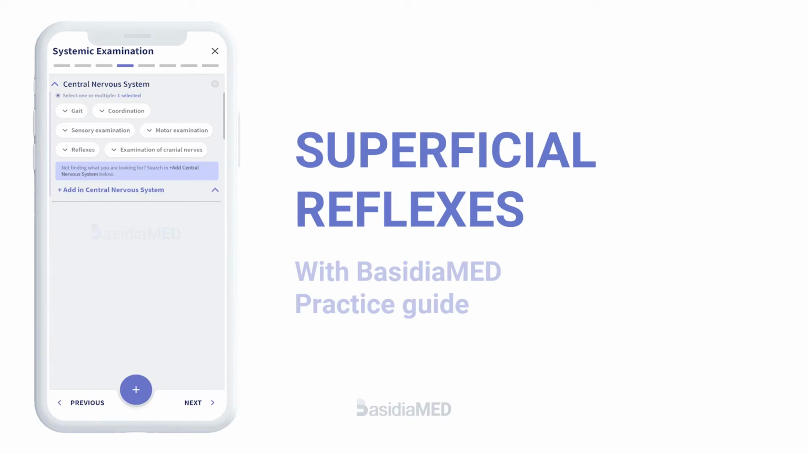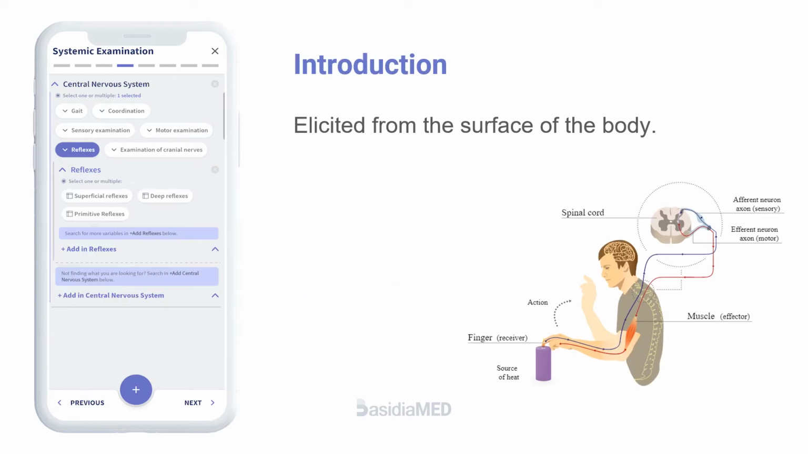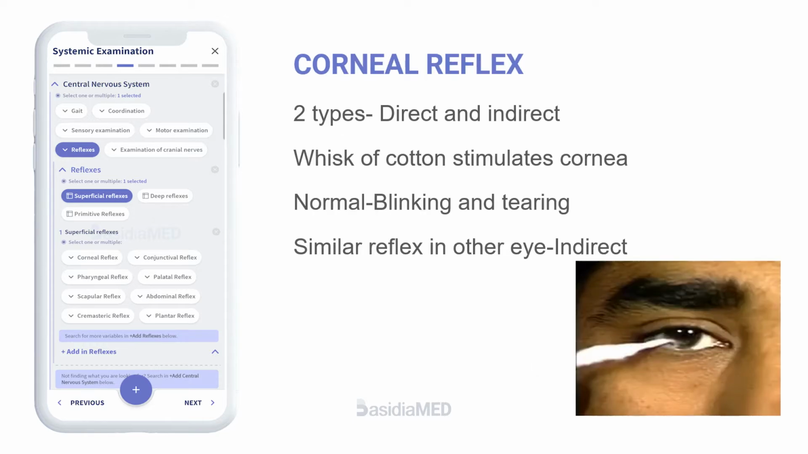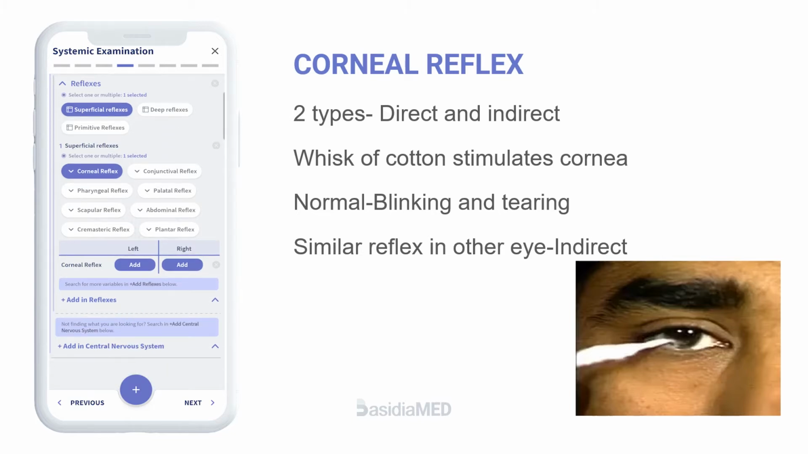Superficial reflexes. Superficial reflexes are elicited from the surface of the body, from receptors located on surfaces of the skin and mucous membranes. Corneal reflex consists of two parts, direct and indirect.